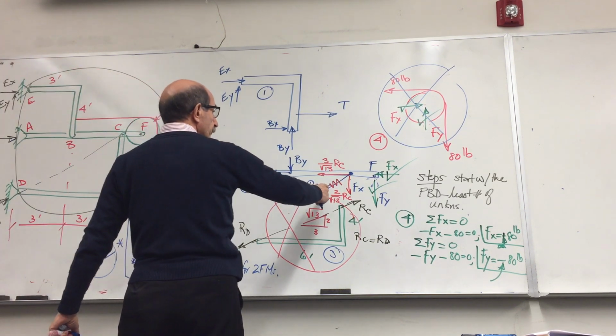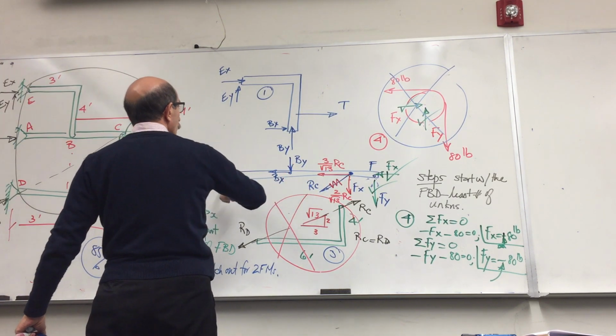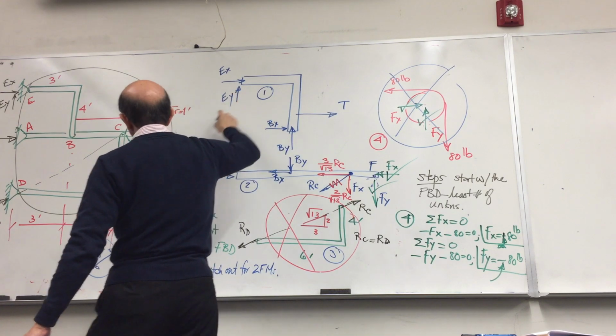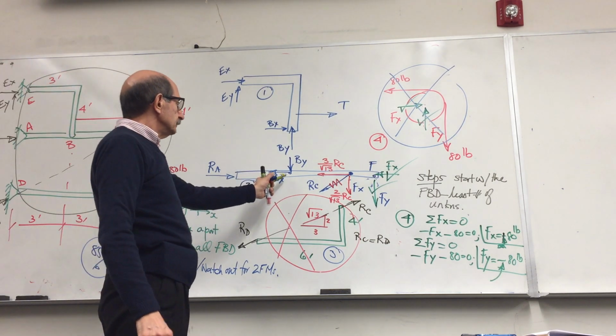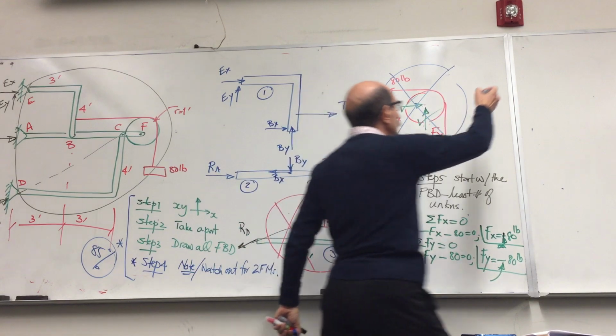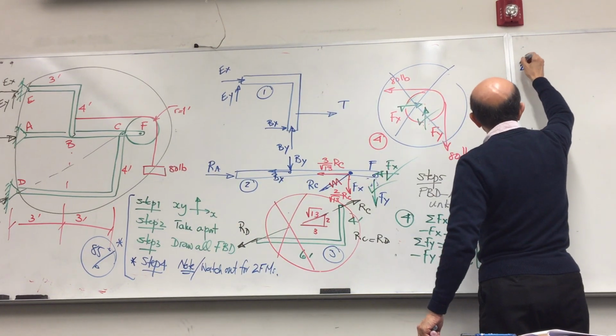Here now I have 1, 2, 3, 4, 1, 2, 3, 4, and 1, 2, 3, 4. All of them only have 4, right? So it doesn't matter which one I start with. I would then use this one. How about that? I'm going to start with 2.